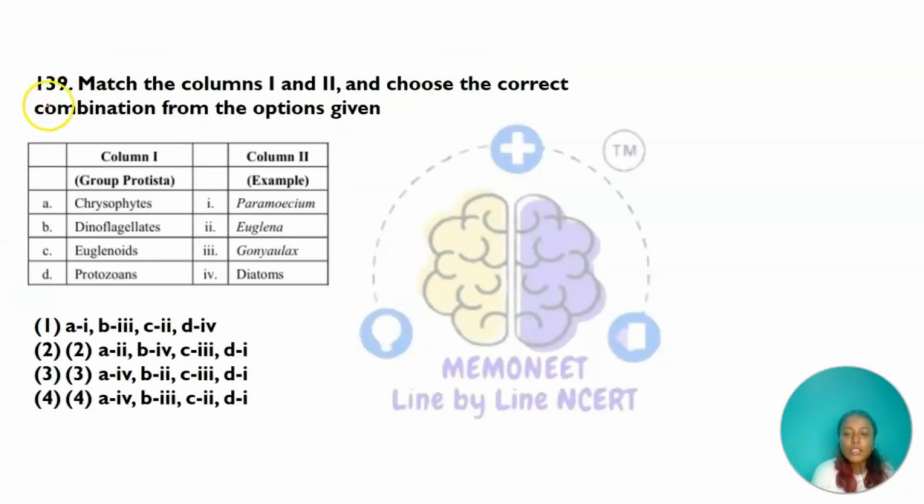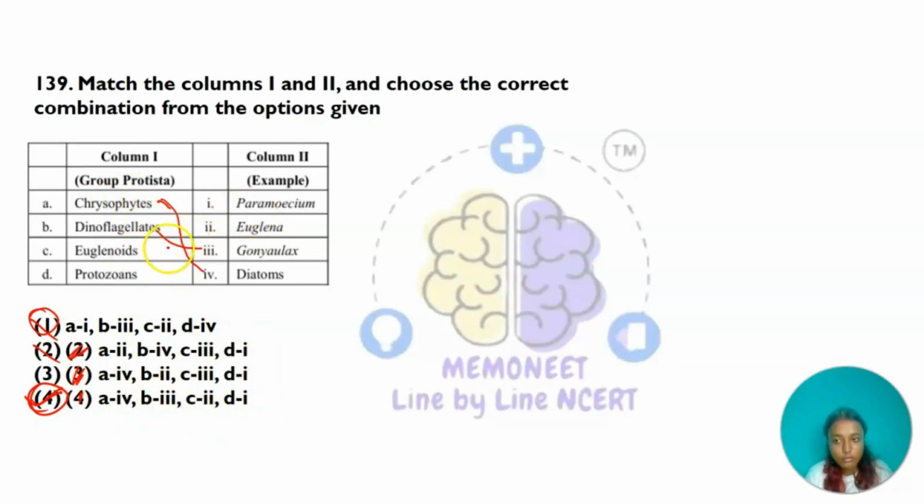Moving on to the next one, match the following columns 1 and 2 and choose the correct option from the given ones. So here we have the group of Protista, and here we have the example. Now chrysophytes. Chrysophytes belong to the diatoms, which is A with 4. A with 4 we have 2 options, so we can just deduct 1 and 2. Then we have dinoflagellates. The example of dinoflagellates will be Gonyaulax. So B with 3. So the correct answer will be option 4, but we'll still see the other options.